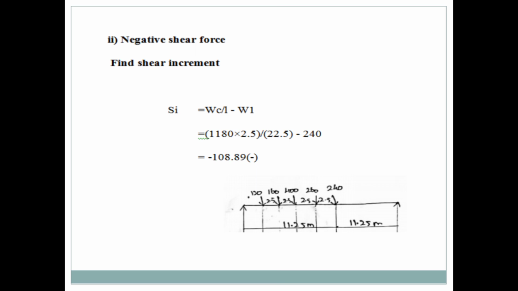Find the shear increment. SI is equal to WC by L minus WL, is equal to 1180 into 2.5 divided by 22.5 minus 240 is equal to minus 108.89. So the loads are 120, 160, 400, 260, 240, at intervals of 2.5 meter. This distance from A is 11.25 meter and the remaining is 11.25 meter.